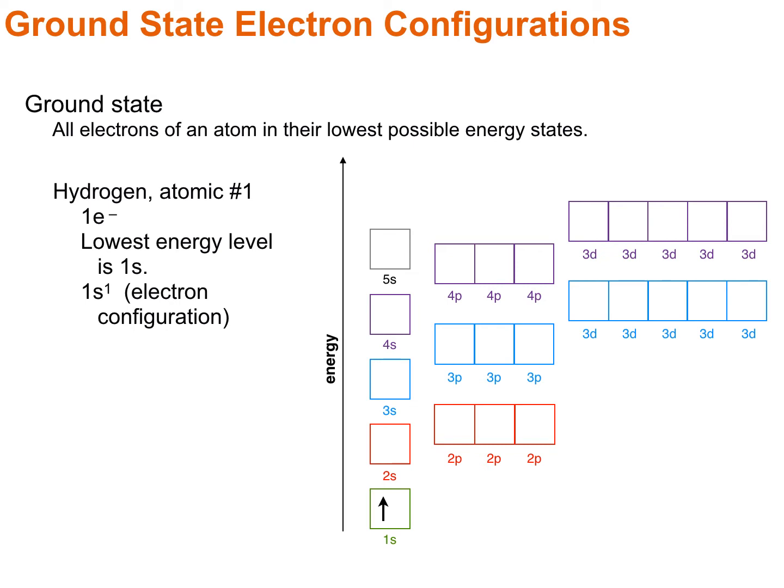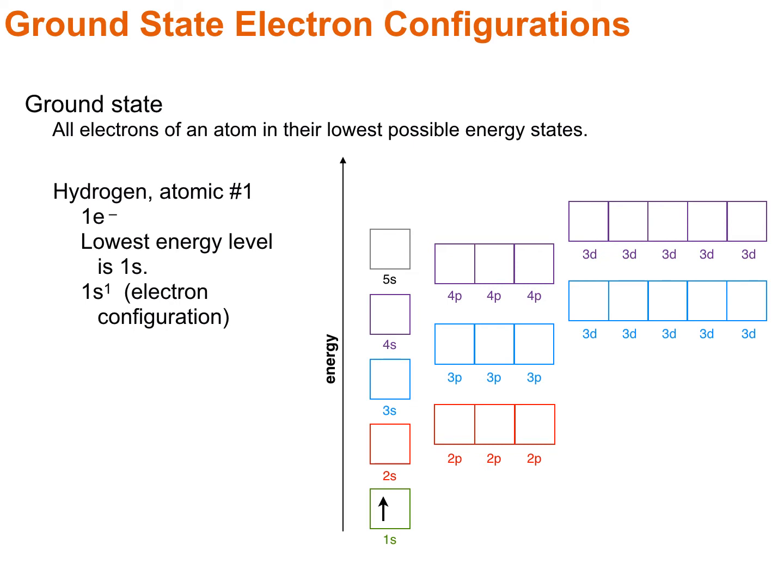There's no 2d, right? We jump up to the n equals 3 shell. We have a 3s, 3 p orbitals within a p subshell, and then 5 d orbitals within a d subshell. Again, we jump up to the n equals 4, and we have a 4s, 4p, and that should say 4d. Sorry about that. I'll fix that in a second. And then we stop at the 5s.